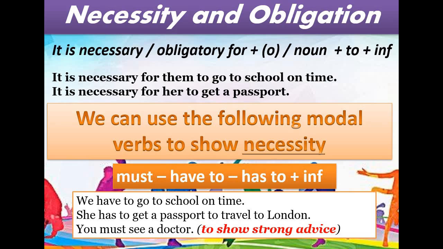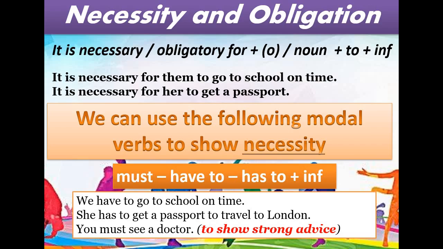So, must shows obligation created by the person speaking, while have to shows obligation imposed from outside the speaker by rules or circumstances. For example, if you say, "I have to go," this suggests that there is some external reason that requires you to go. But if you say, "I must go," it suggests you feel the need to go.